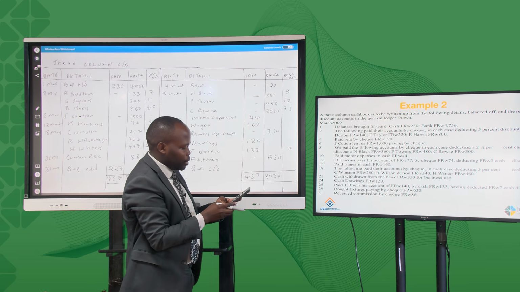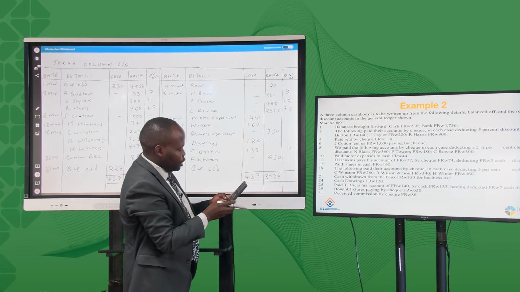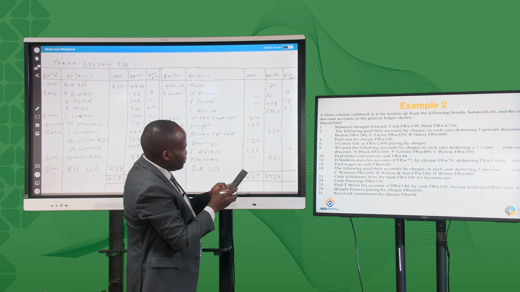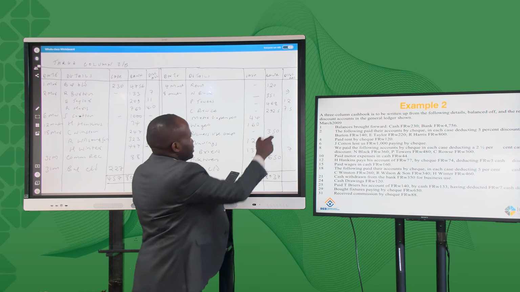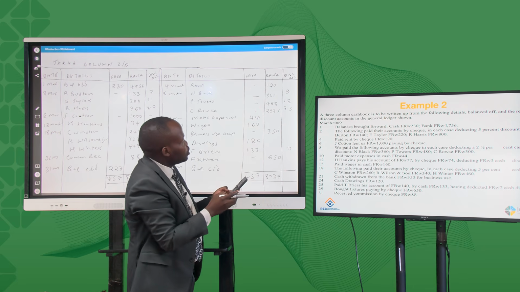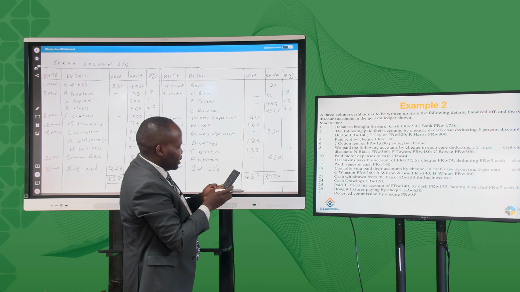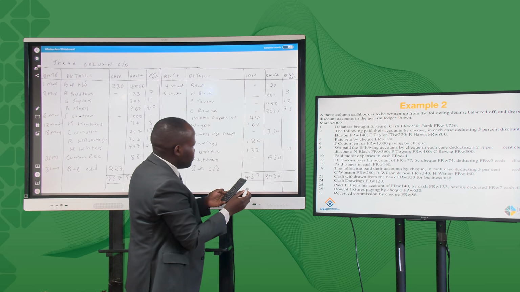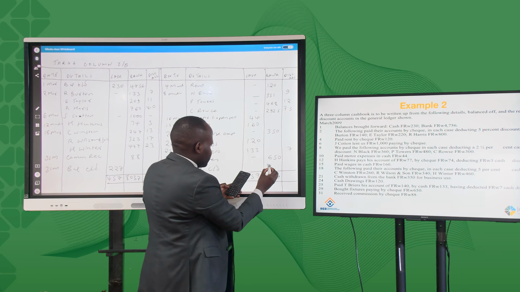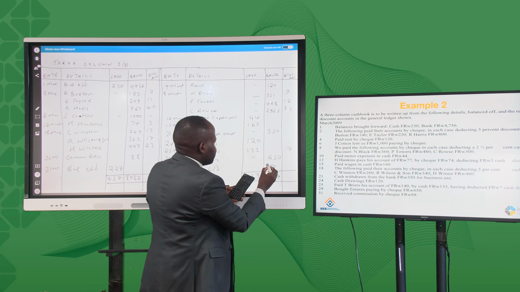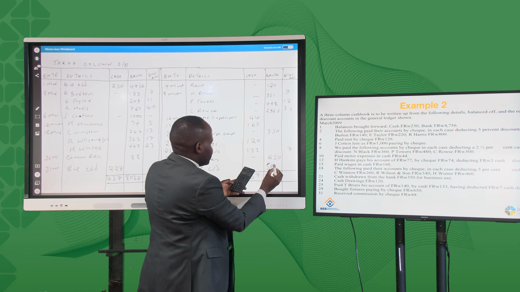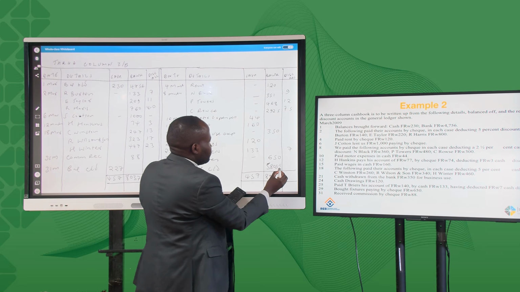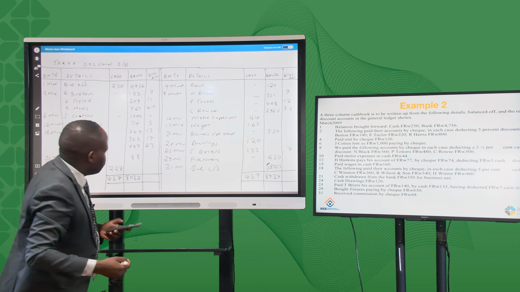Minus 120, minus 351, minus 468. I'm minusing this. Minus 292.5, minus 350, and minus 650. What do we remain with? 5,800 and this is 5. 5,805.5.